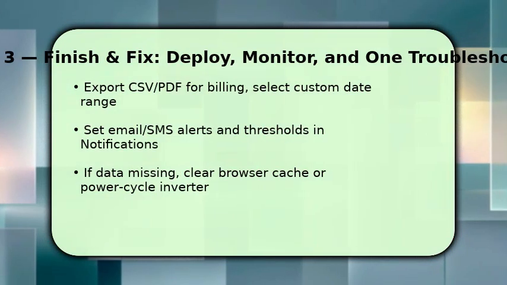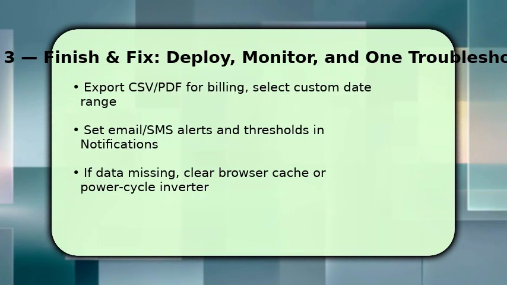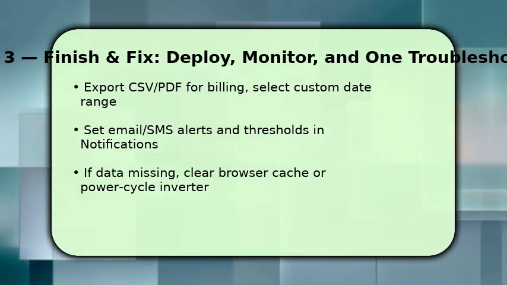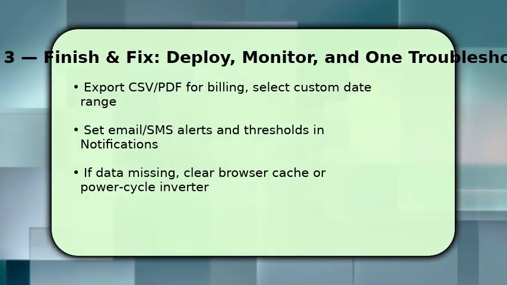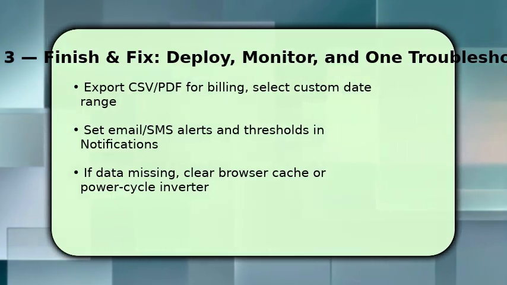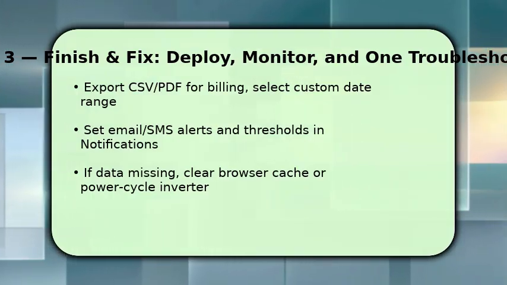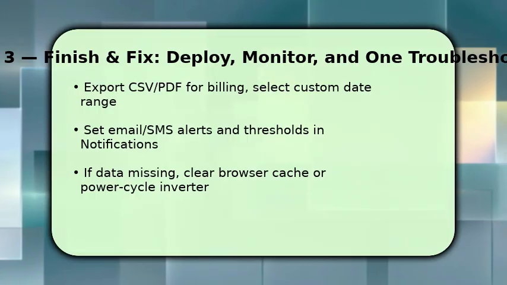To finish, export the data you need. Choose CSV or PDF, set a custom date range, and download for billing or archiving. Then configure notifications, add email or SMS recipients, and set thresholds for low production or fault alerts so you stop problems before they grow. Finally, sign out when finished.